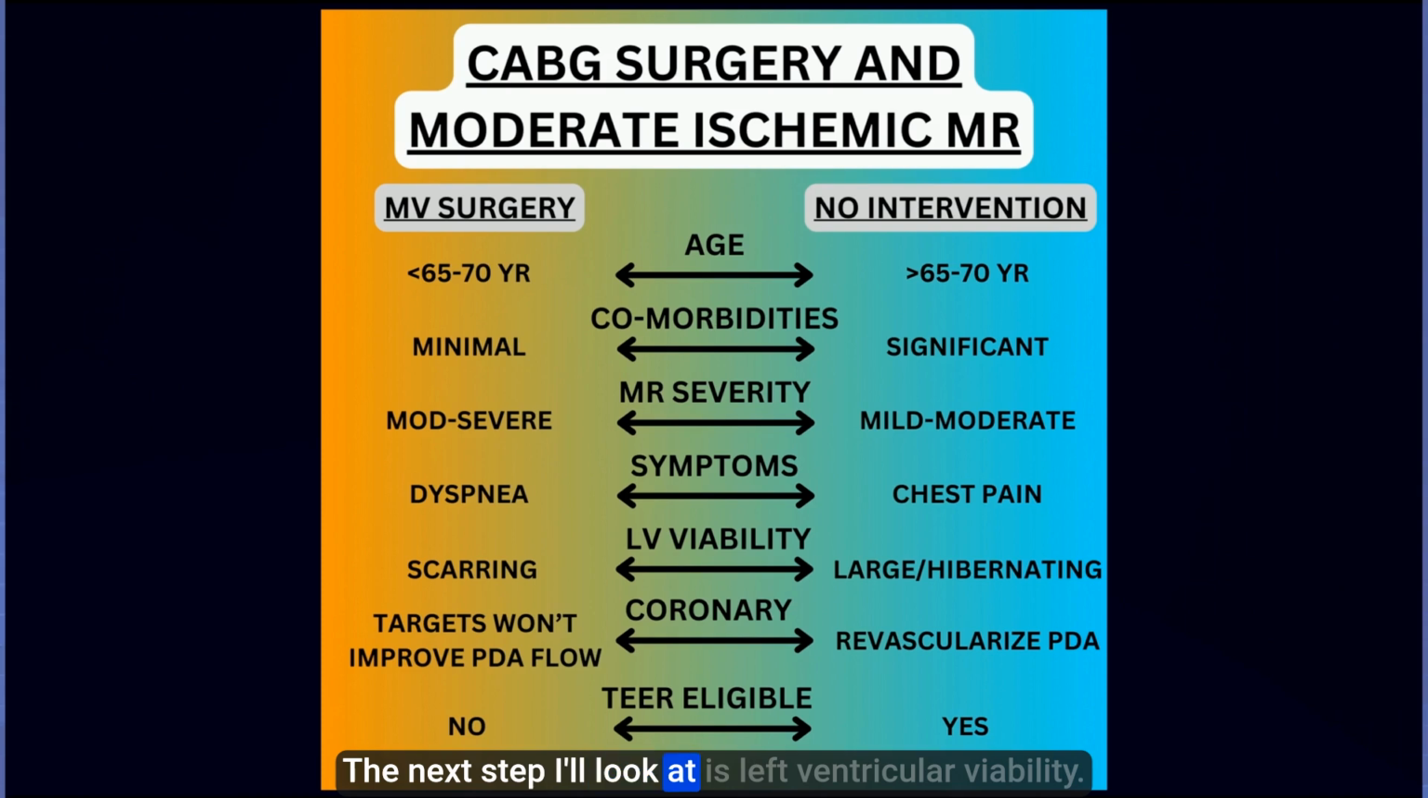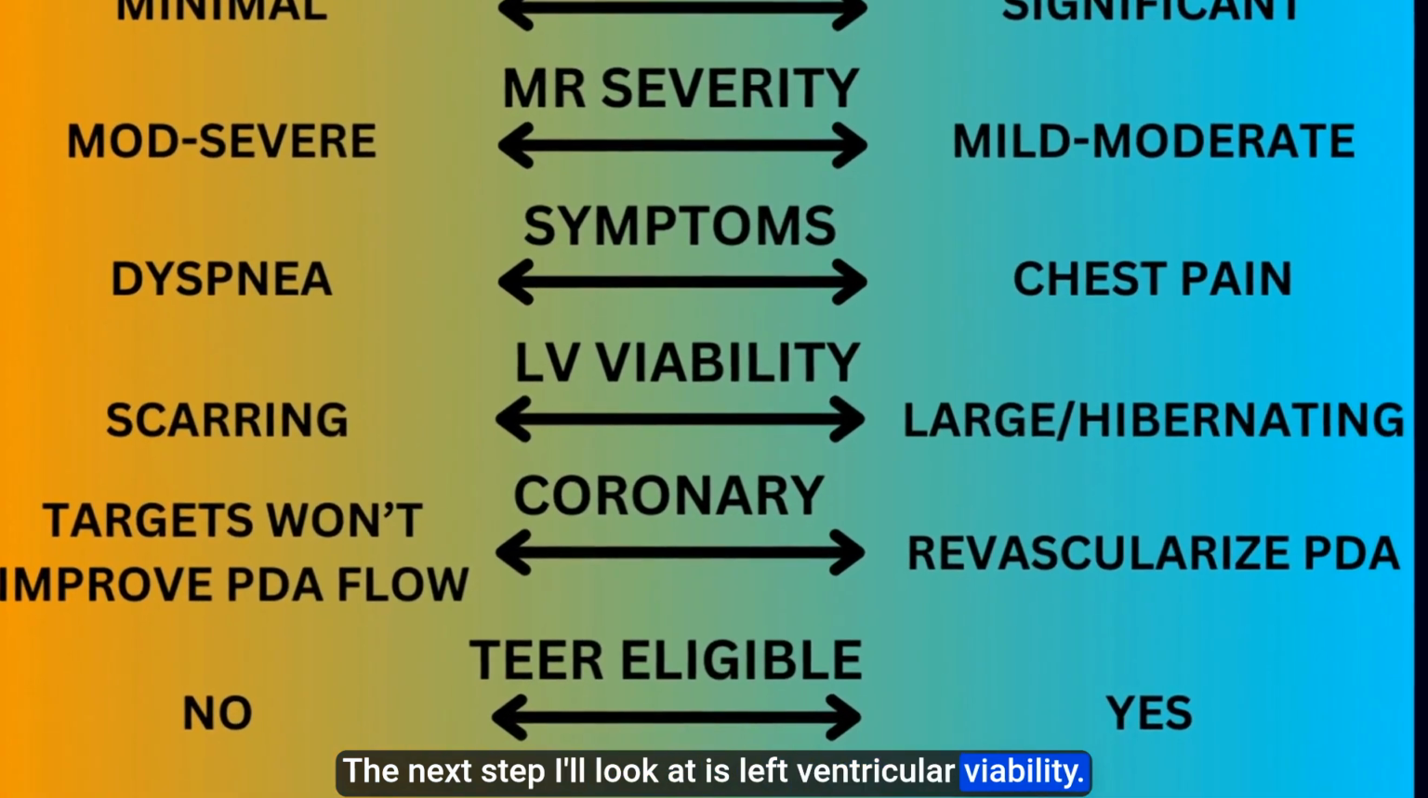The next step I'll look at is left ventricular viability. Is left ventricular dysfunction reversible? Can CABG improve left ventricular dysfunction and its associated MR? I'll assess this by looking at hypokinesis versus akinesis of walls. Is a wall thinned or does it thicken appropriately? And even cardiac MRI may indicate some of the answers here.